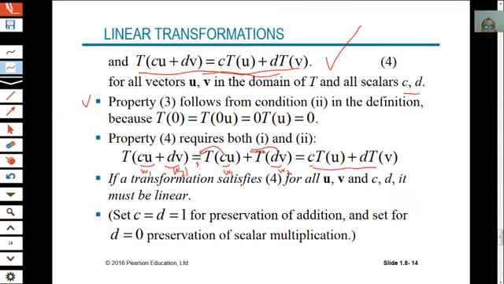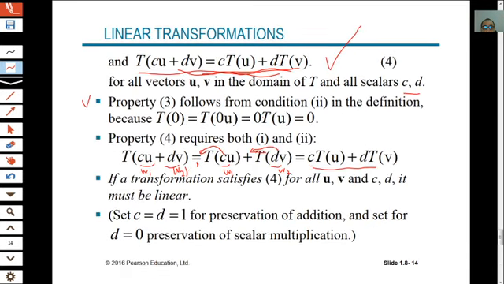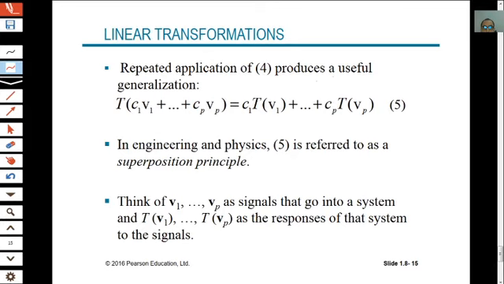And also we can say if a transformation satisfies this useful fact for all vectors in the domain and numbers c and d, then it must be linear. So in order to check whether the transformation is linear or not, it is enough to show that it satisfies this property. This is another way to see whether a transformation is linear or not. Repeated application of this property produces a useful generalization, which is written here.